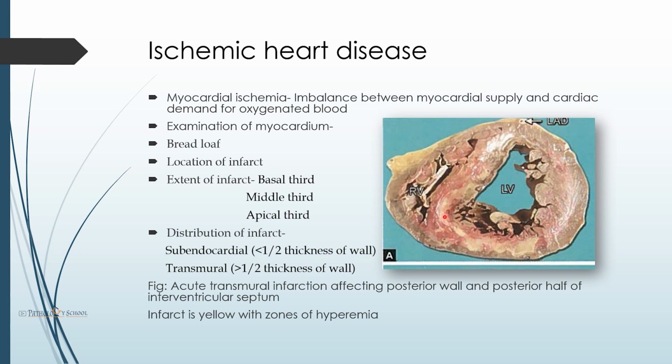Subendocardial if it involves less than half thickness of the wall and transmural if it involves more than half thickness of the wall. In this figure, we can see acute transmural infarction affecting the posterior wall and posterior half of the interventricular septum. The infarct is yellow with a zone of hyperemia.